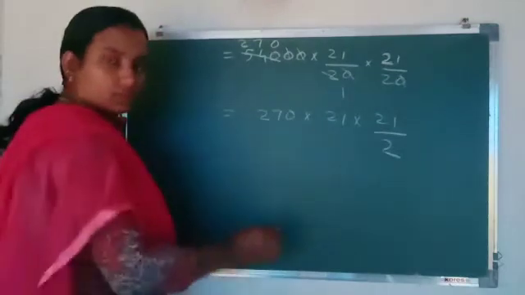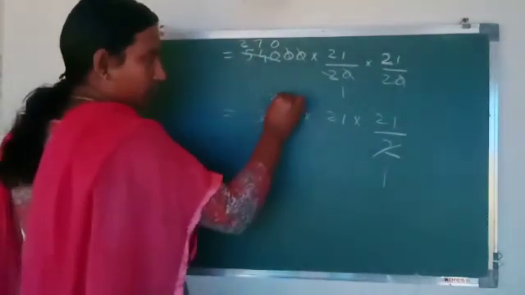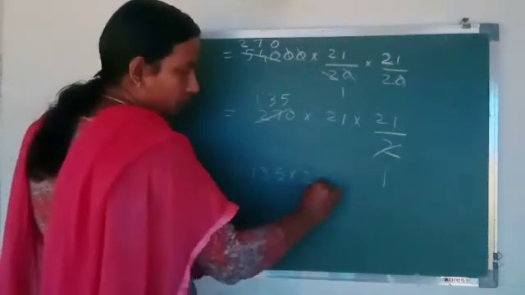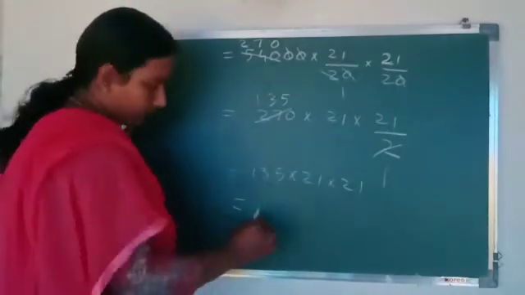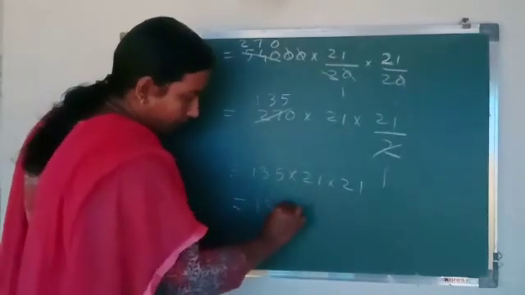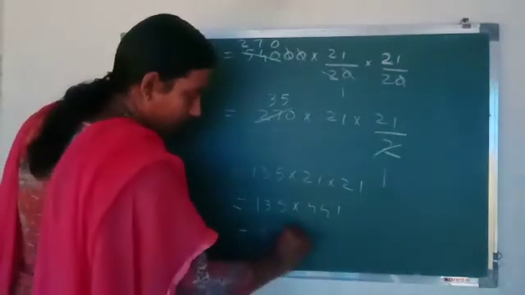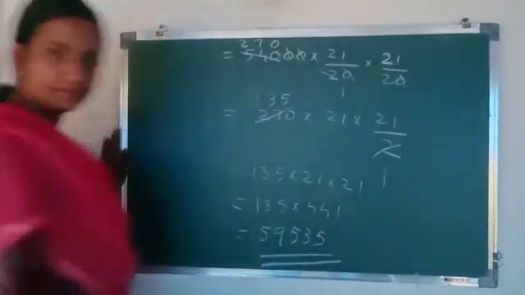Again common factor 2. So that is equal to 135 into 21 into 21. Find the product. That is equal to 135 into 441, which is 59,535.